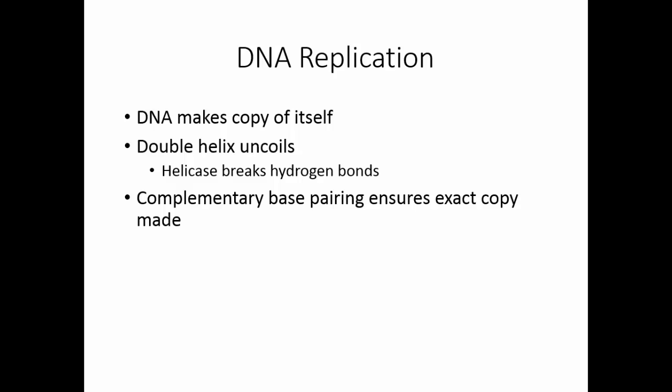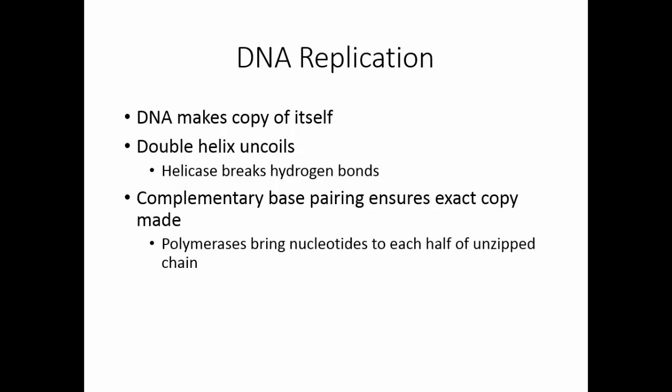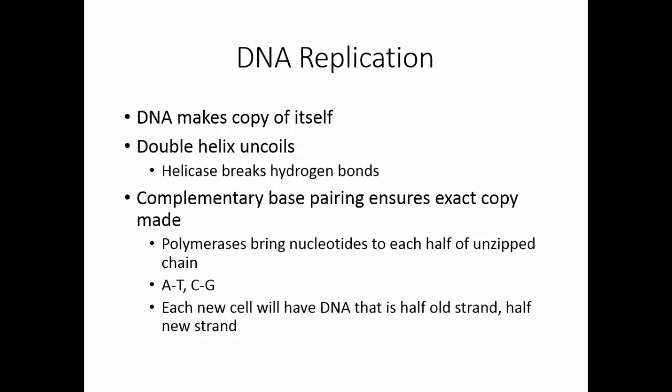There are other enzymes called polymerases that go out and find the right nucleotides and bring them up to the exposed part of the DNA. These nucleotides are held in place until they can be joined to each other, and we will get two strands of DNA, so that each new cell has DNA that is half old, half new.